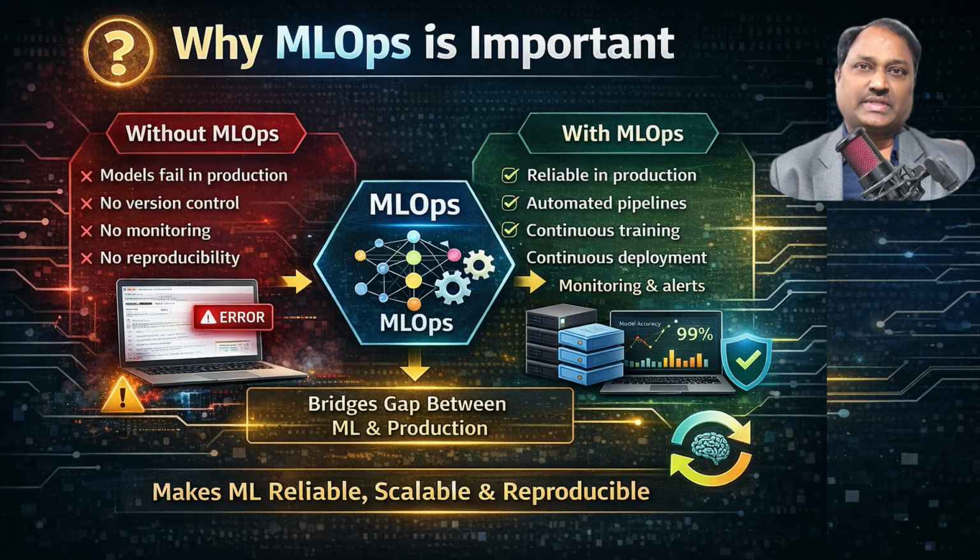Without MLOps, no version control means there is no proper tracking of changes in data, code or models, making it difficult to manage updates. No reproducibility. The same results cannot be recreated consistently due to lack of proper tracking and environment setup. Manual deployment. Models are deployed manually, which is time consuming, error prone and not scalable. No monitoring. There is no system to track model performance in production. That leads to unnoticed failures.